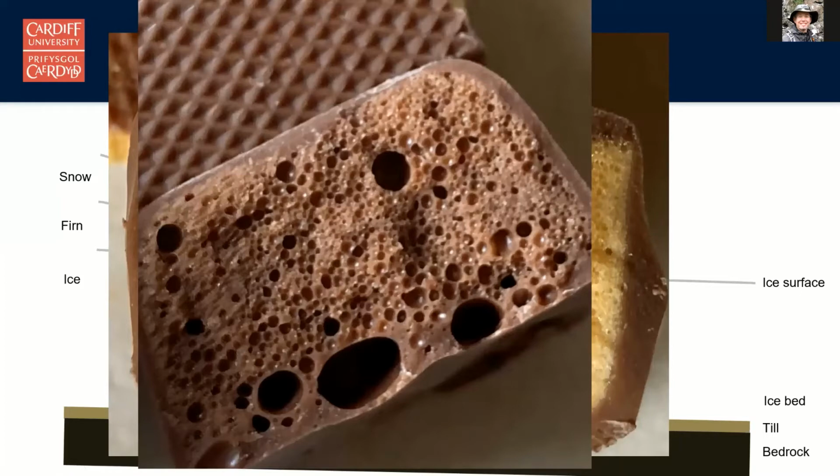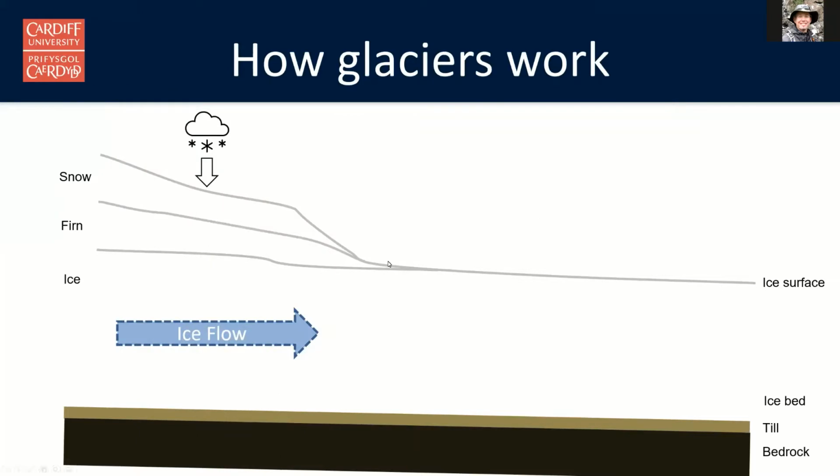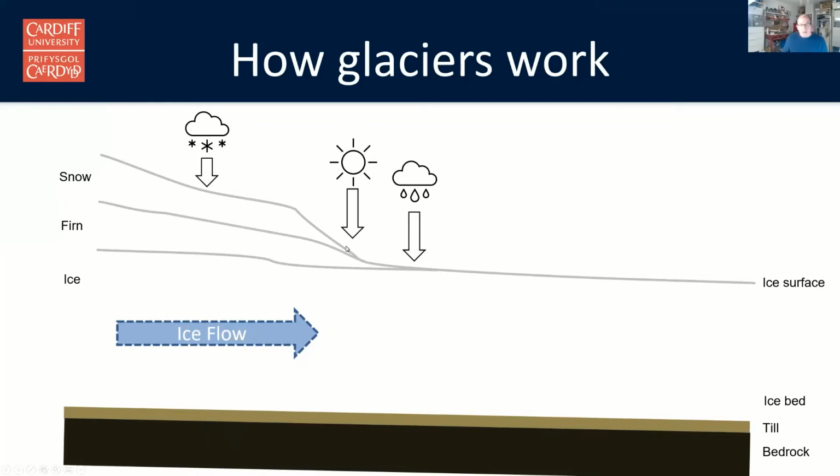But the difference is that the ice is impermeable to water, even though it has bubbles within it, because the bubbles aren't connected to each other. So our snow falls, and then in the summertime, we have the sunshine on the glacier, and maybe even some rainfall on it. And the result is we have melt water on the surface.